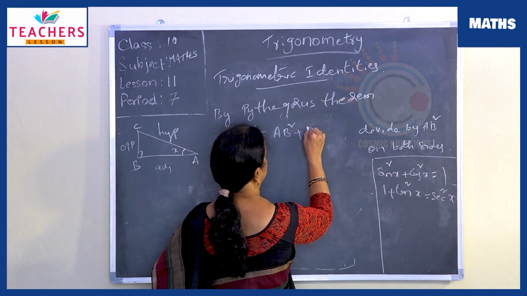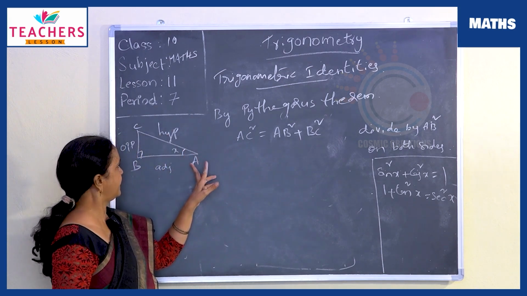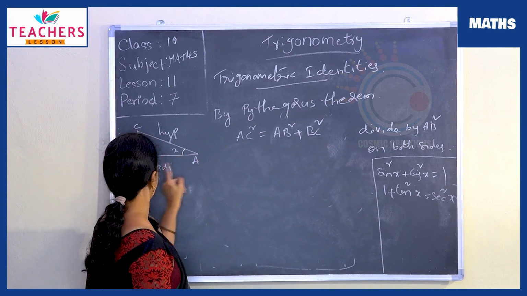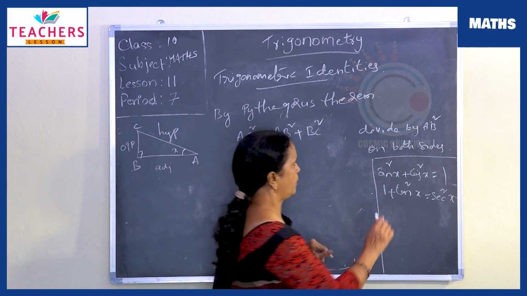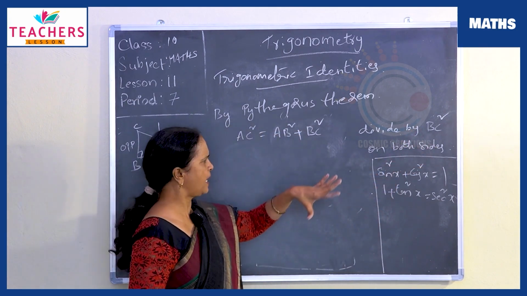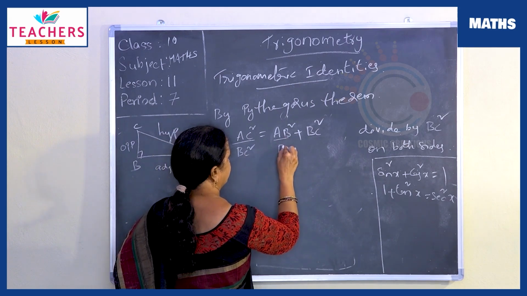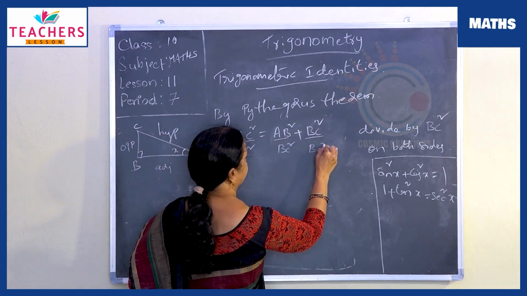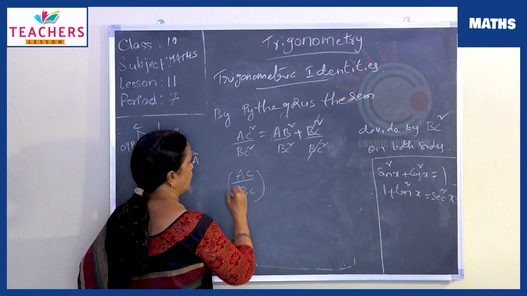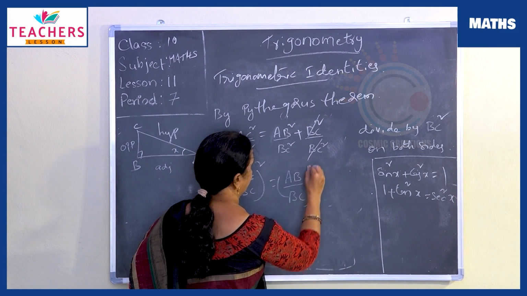AB square plus BC square. Now, at first what I had done? I divided by AC square on both sides. The second time I divided by AB square. Now I am dividing on both sides by BC square. I am writing AC by BC whole square equal to AB by BC whole square plus 1.